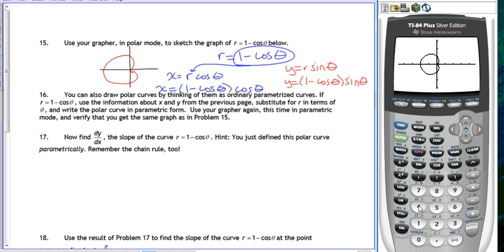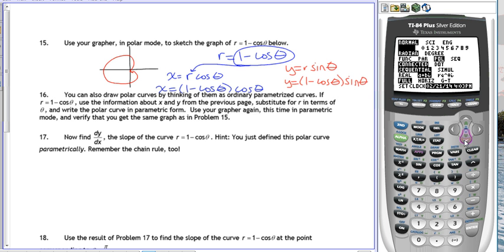So let's go ahead and now graph it in our grapher again. Go back to mode, and we need to put us in parametric instead of polar. And now when we go to y equals, you'll see that for each line that's there, we have an x1 and a y1. So I'm just going to plug in x1, parentheses, 1 minus cosine theta, and then we're going to do times cosine theta.